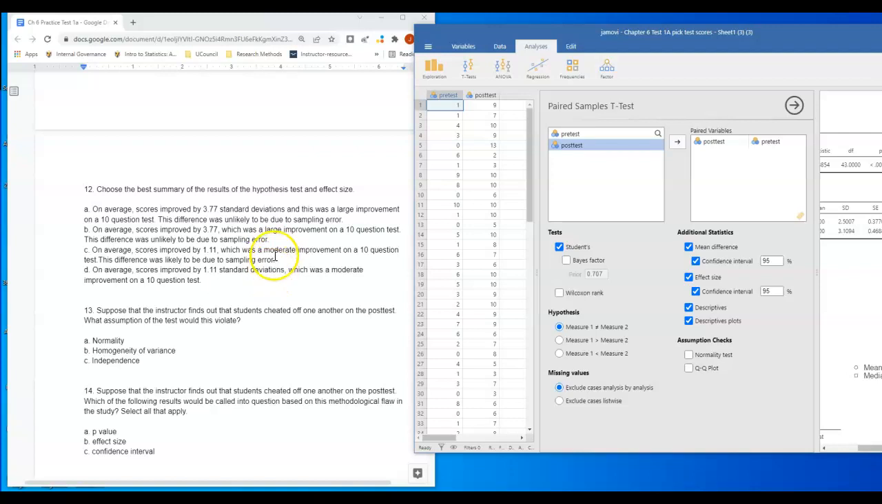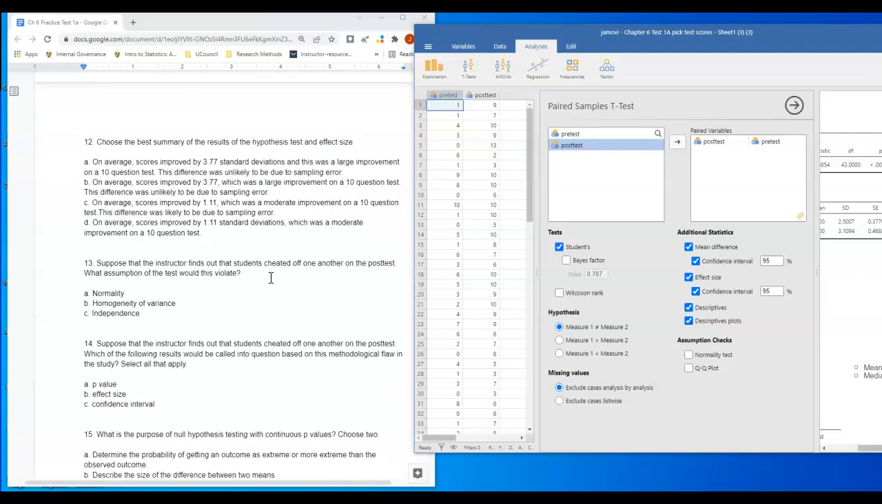Now in terms of why C and D are not correct, C says on average scores improved by 1.11. That 1.11 was the effect size D, which is not a correct interpretation of D. And then finally it says on average scores improved by 1.11 standard deviations. That is true, or standard error units. However, we say it's a moderate improvement on a 10-point scale, but it was a large improvement. And also this doesn't make any reference to the hypothesis test, where we don't talk about sampling error and the p-value. So B is the best answer there.